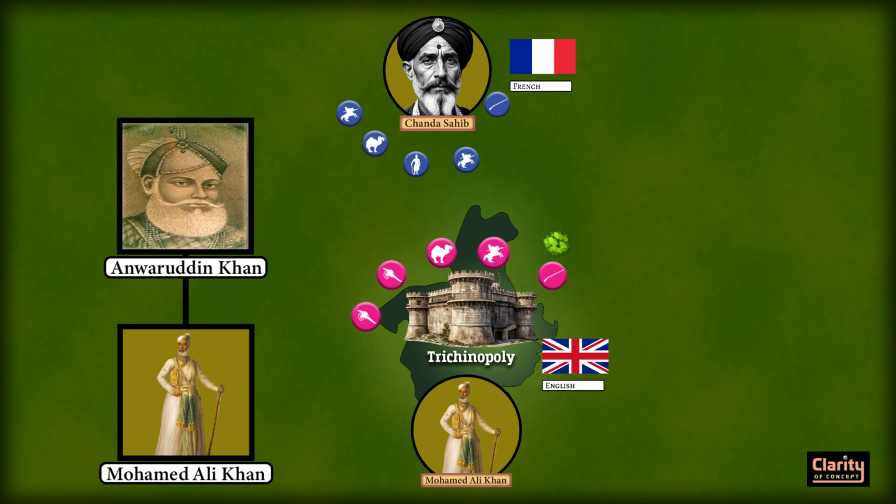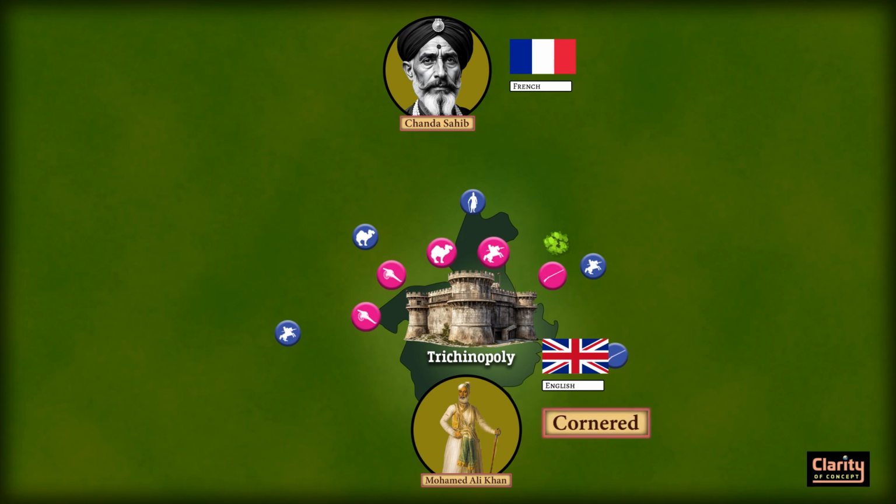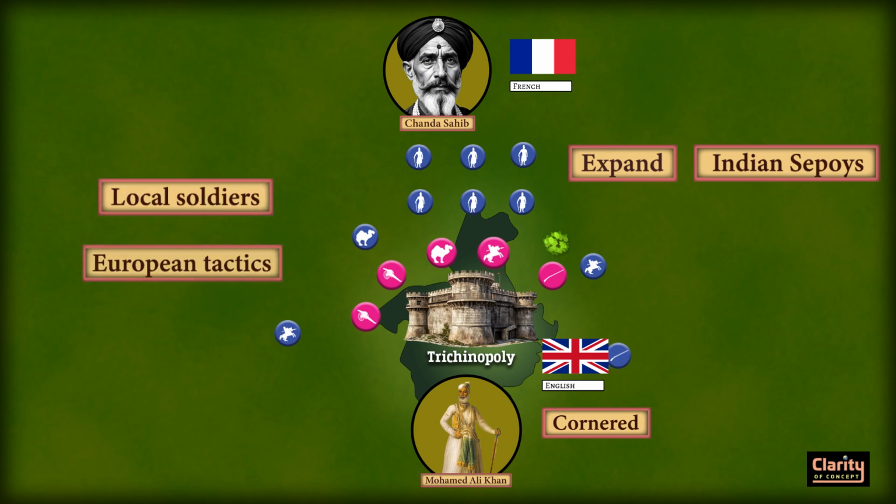Chanda Sahib, with French assistance, laid siege to Trichinopoly. The British forces were cornered, struggling to break the siege and protect their ally. The French, by now, had expanded their use of Indian sepoys significantly. Both sides recognized that training local soldiers in European tactics was crucial.